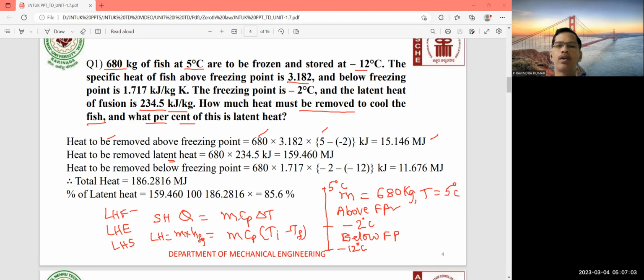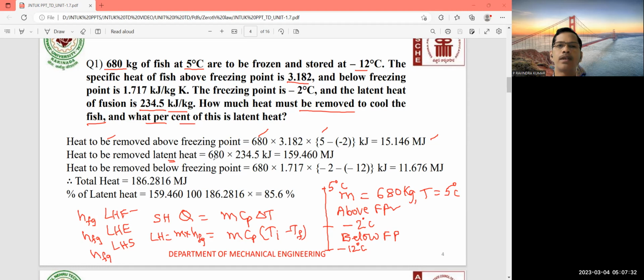Sensible heat is Q equal to m Cp delta T. Latent heat is equal to m into h_fg. That is the evaporation. You can consider this h_fg as the latent heat of fusion, and here this is also h_fg, the latent heat of evaporation. This is also h_fg, the latent heat of sublimation. So that particular thing you have to add.